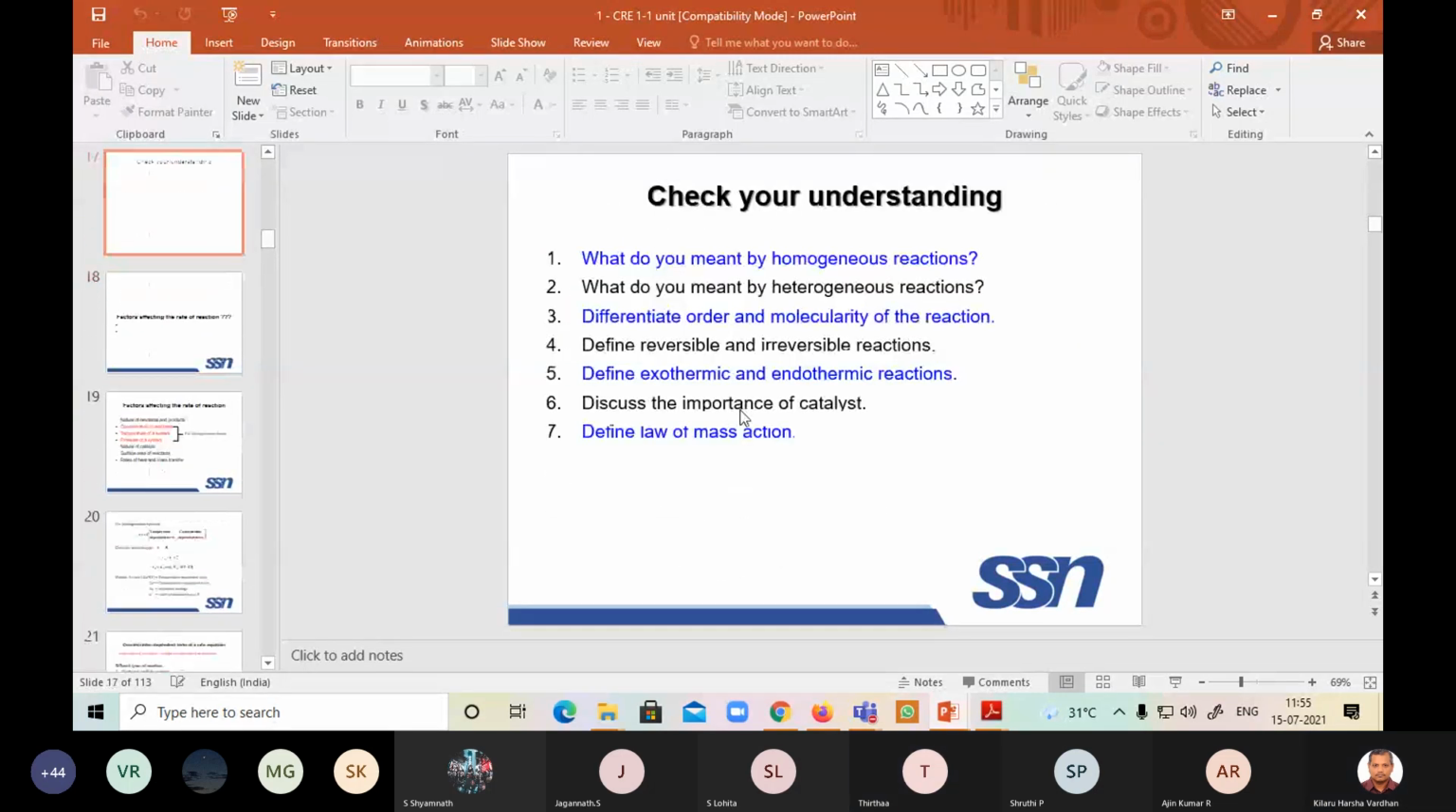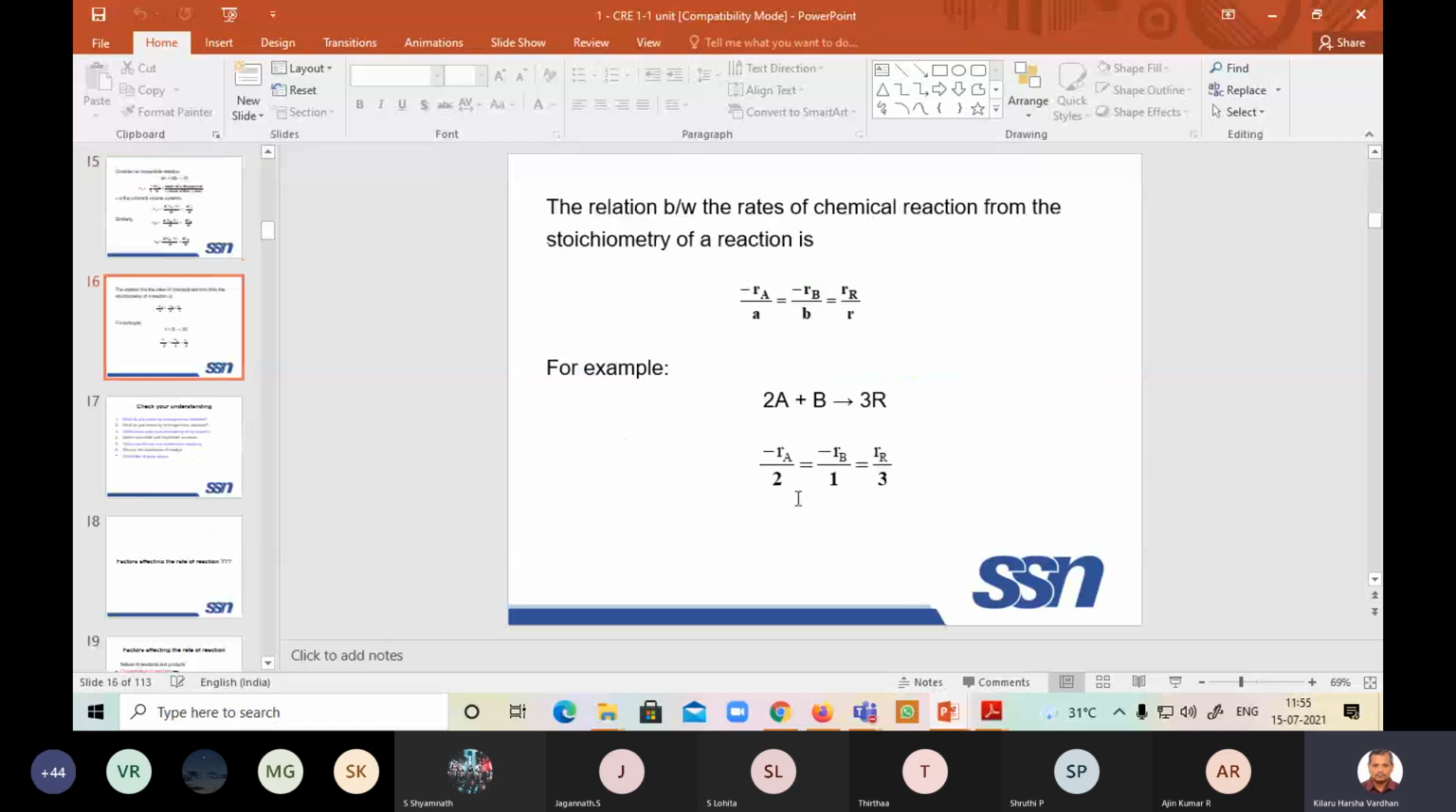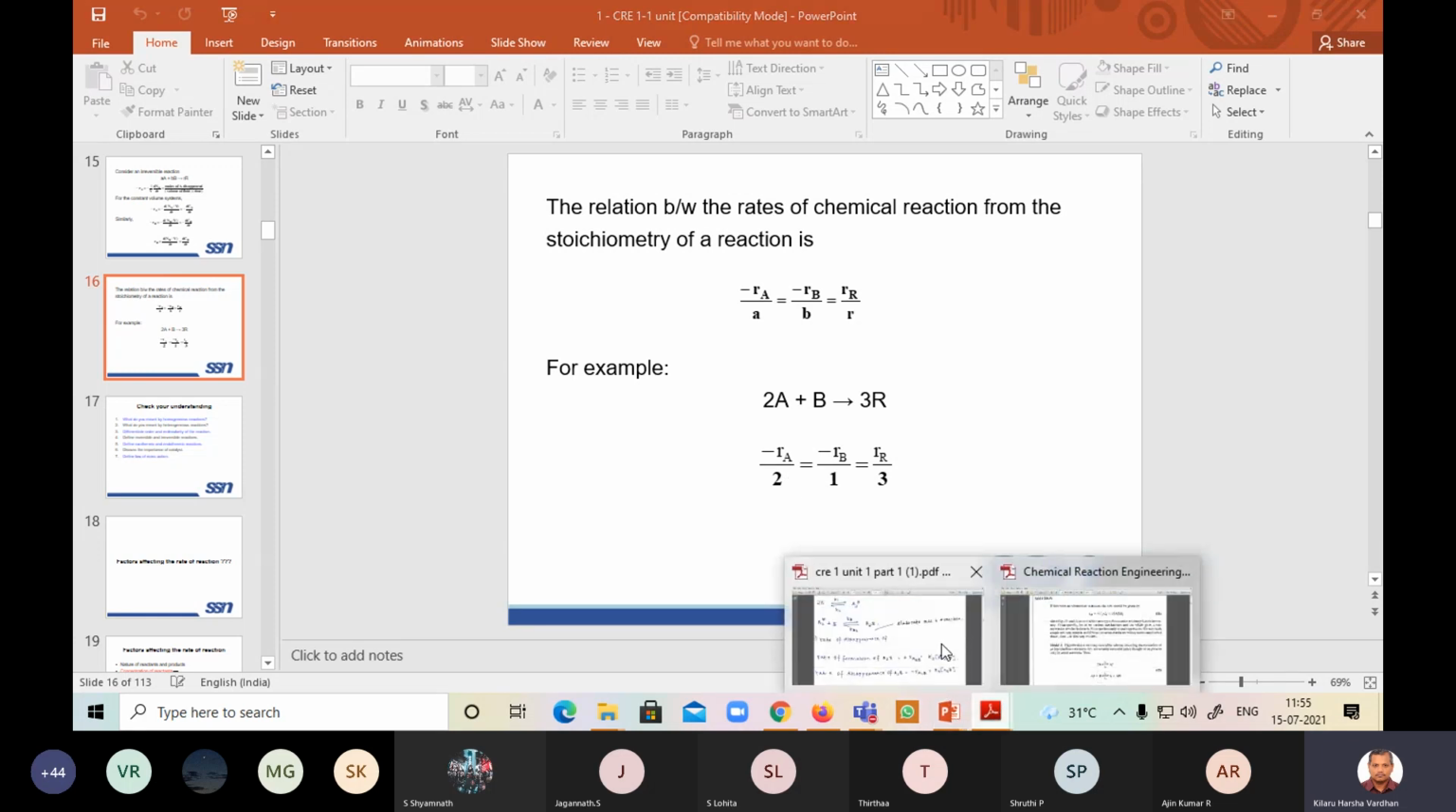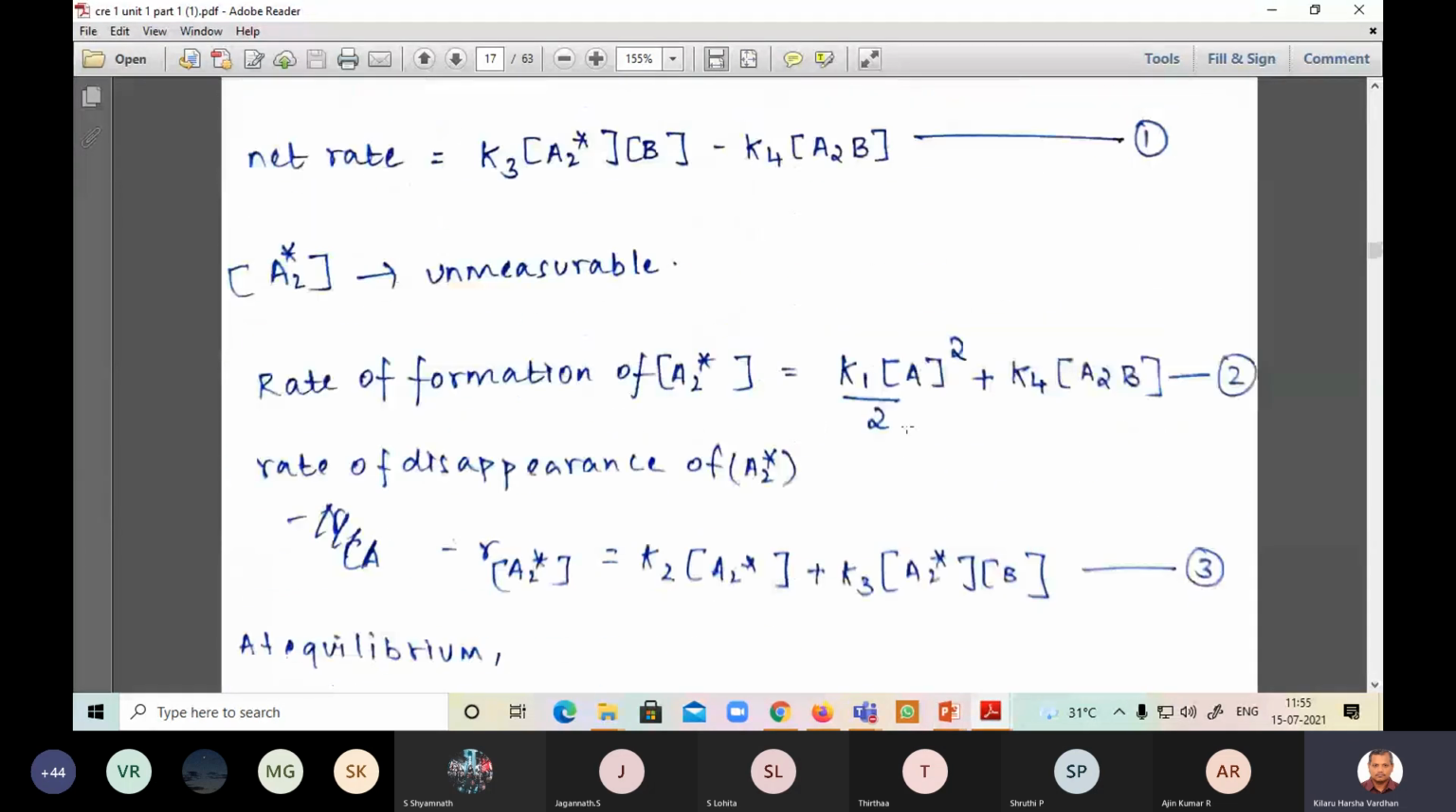If you want to compare the rate of disappearance of this with the appearance of this, then you have to divide by its stoichiometric coefficient. That is why we put this. It is nothing but 2. Correct? Any doubt? Okay, sir, if there is 3, then it will be divided by 3. Yeah, good doubt, because I expected some of you to ask that.